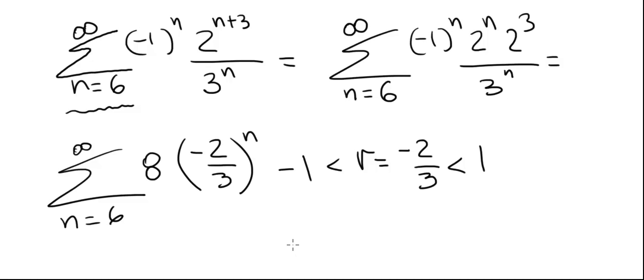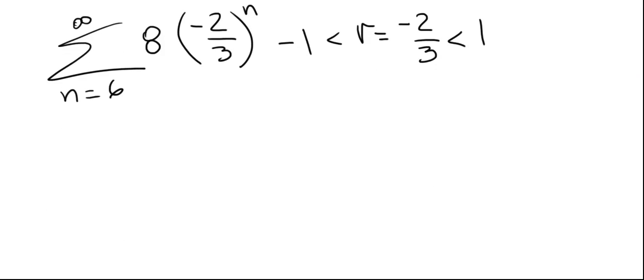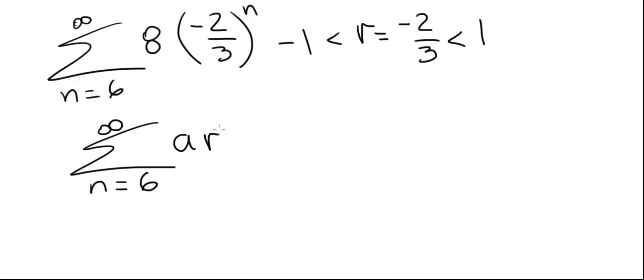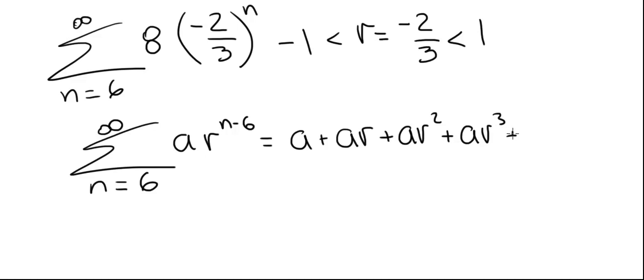Now we have to determine what it's going to converge to. You have to be careful because we can't just use the formula on this series the way it is now, because this series starts at 6. You can do one of two things. First, when the series starts at 6, the form it should be in is a times r to the n minus 6 power, because when n is 6 we get a, when n is 7 we get a times r, when n is 8 we get ar squared, then when n is 9 ar cubed, and so on.